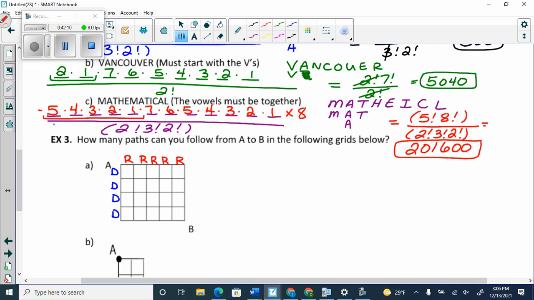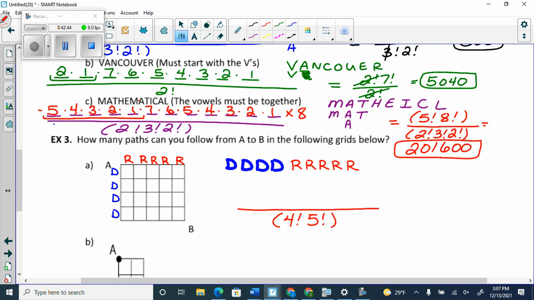I picked this because I should really do BR, because burr sounds a lot better than der. I sound like a dummy. But now I have the word DDDDRRRRR. If I were to arrange it, I would stack some letters, wouldn't I? What would I stack? 4 D's, so that would be 4 factorial on the bottom, and 5 R's, correct? Boom. I'm a rock star.